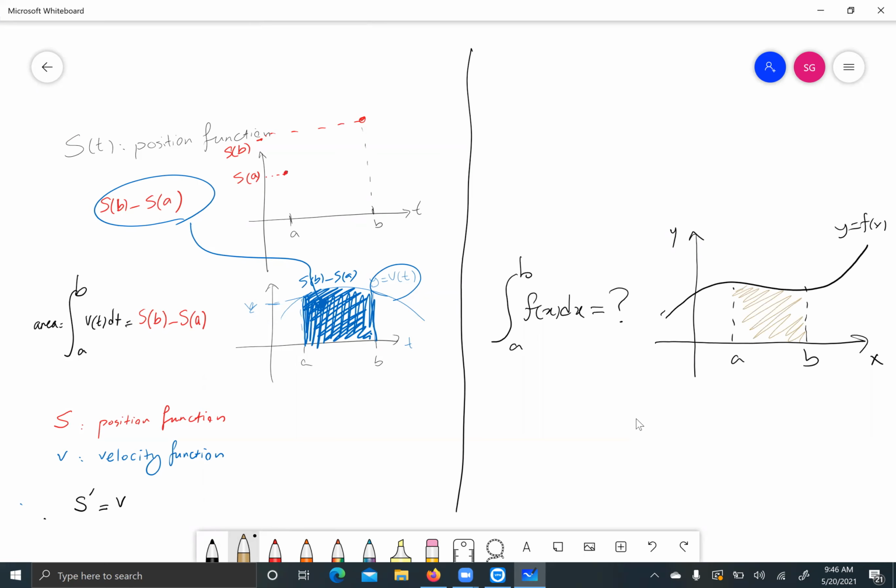So it's not easy to find, in general, the area under a curve. Yes, we can do the limit of Riemann sums, but what if we don't want to do that? What's the other way? The other way is, think about this.